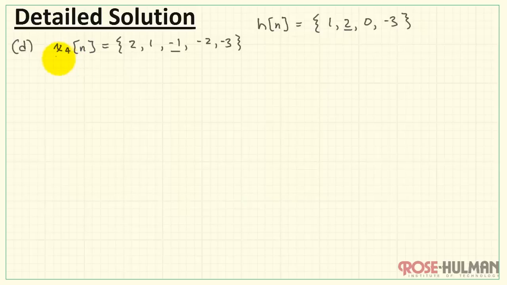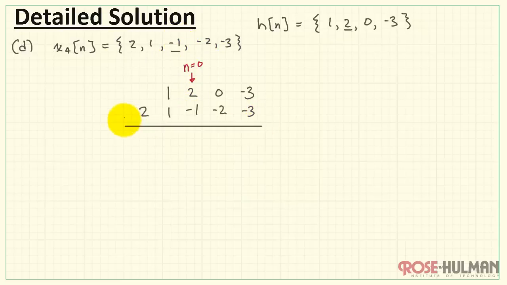All right, here in part D, we are looking at x4. I'll begin by writing h of n, and I will also make note of the n equals 0 location. I will then line up x4 with its n equals 0 location in the same column. The overall method is just like in the previous part. We have a little extra complication with more values occurring before n equals 0, however. Let me show you how you can proceed.